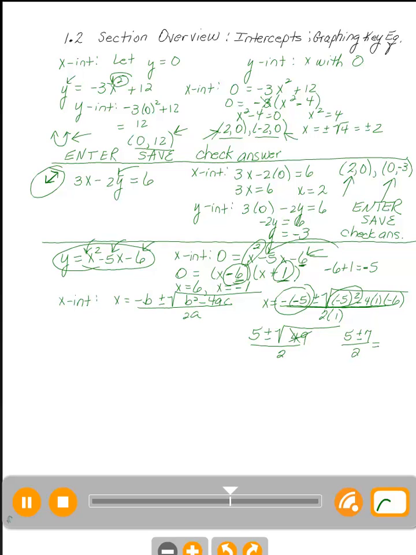And then I would use 5 plus 7 over 2 to give 12 divided by 2, or 6, and 5 minus 7, -2 divided by 2, to give the -1 that we already found by factoring. So you have two choices to find x-intercepts on a trinomial, three-termed expression. You can factor if you know how, but if you don't, you can always use the quadratic formula.